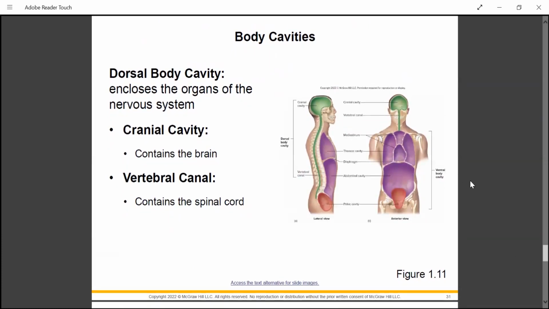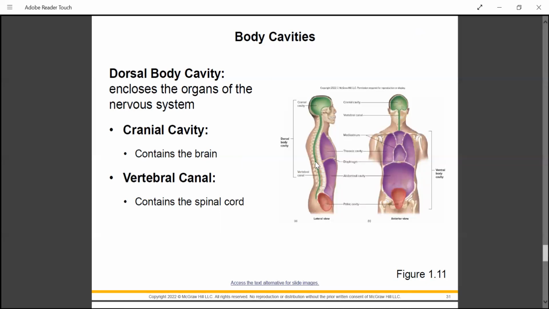All right, home stretch here, guys. We're going to talk about body cavities. So we talk about these as dorsal and ventral, or front and back. That's our two first breakdown in terms of organization. So let's discuss dorsal first. The dorsal body cavity is our posterior cavity, and it encloses the organs of our nervous system. We can break this down further into the cranial cavity, which contains the brain, and the vertebral canal, which contains the spinal cord.